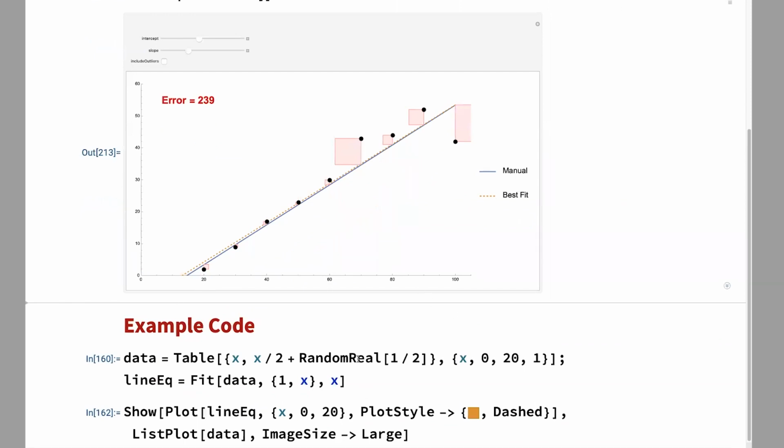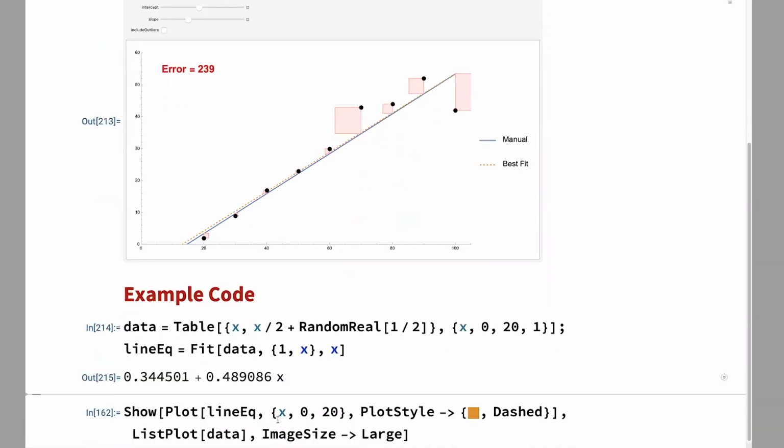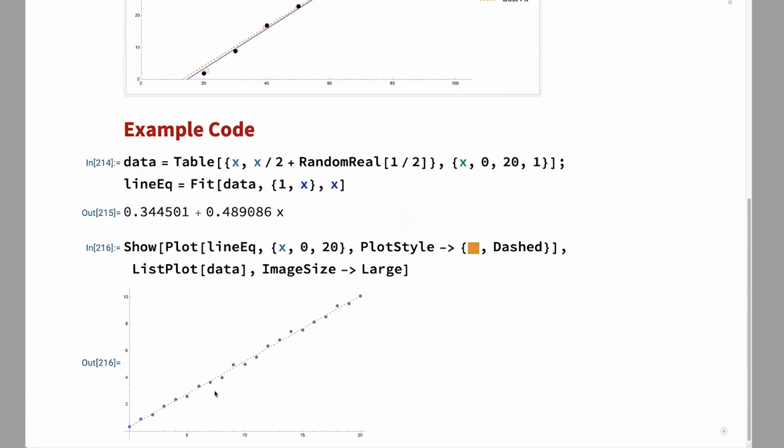This can be done with a few functions in Mathematica. One of the easiest ones is this Fit function. We can just run it here, get the equation of our line, and then plot it along with the points.